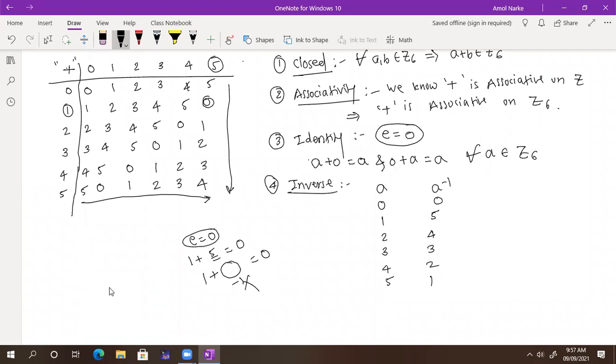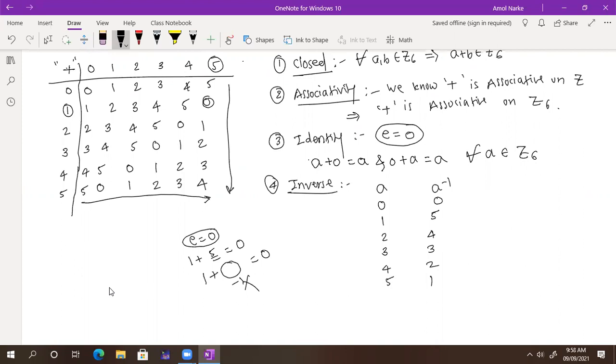1 plus 1 is 2. 1 plus 2 is 3. 1 plus 3 is 4. 1 plus 4 is 5. But 1 plus 5? It is actually 6, but 6 doesn't belong in the group. Do you understand that table? I'm saying 6 is not there in this group. Tell me, if I add 1 plus 5, what is it? 6. Why write 0 here? Because 6 is not there.